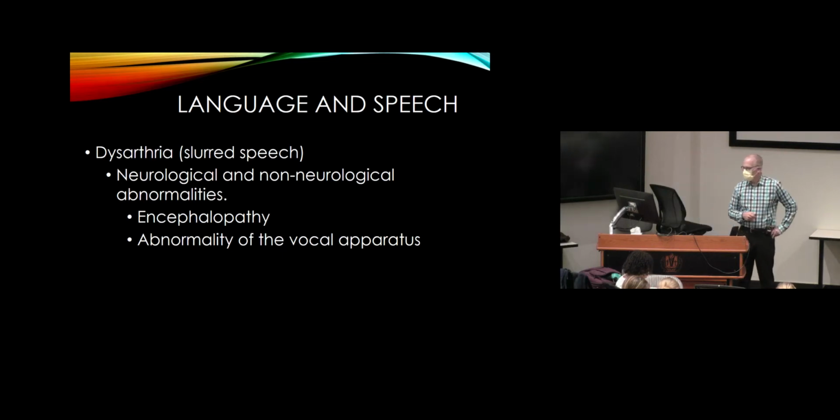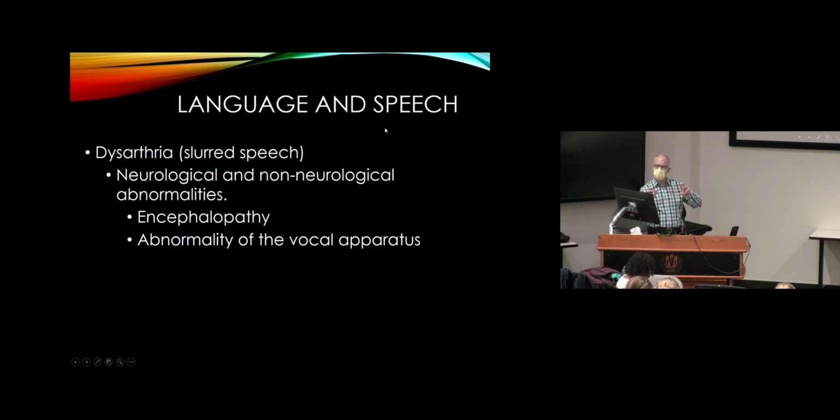Now, speech and language. First of all, dysarthria is a speech disorder. We don't want to confuse that with the language areas that we talked about last time, Wernicke's, Broca's area, and all of that. So dysarthria, or slurred speech, is a speech disorder. And this can involve lots and lots of things, neurologic and non-neurologic.